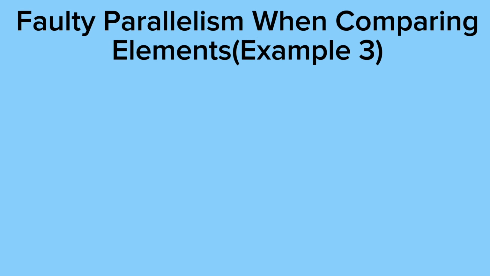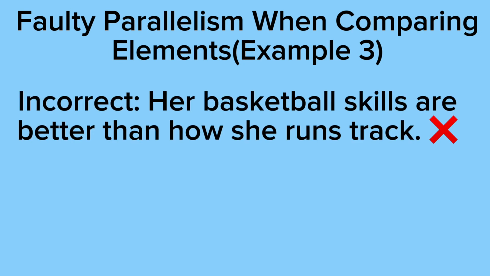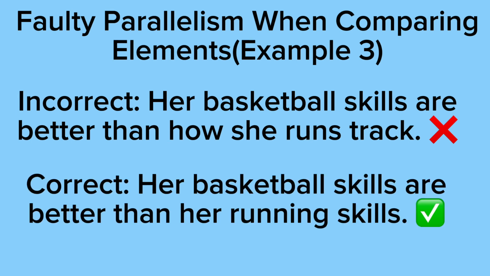So for our third example of faulty parallelism when comparing elements, our incorrect version says, her basketball skills are better than how she runs track. So if the first part of the sentence says her basketball skills and we're talking about track in the second part, then maybe we should say something like her track skills or her running skills. So our correct example says, her basketball skills are better than her running skills.